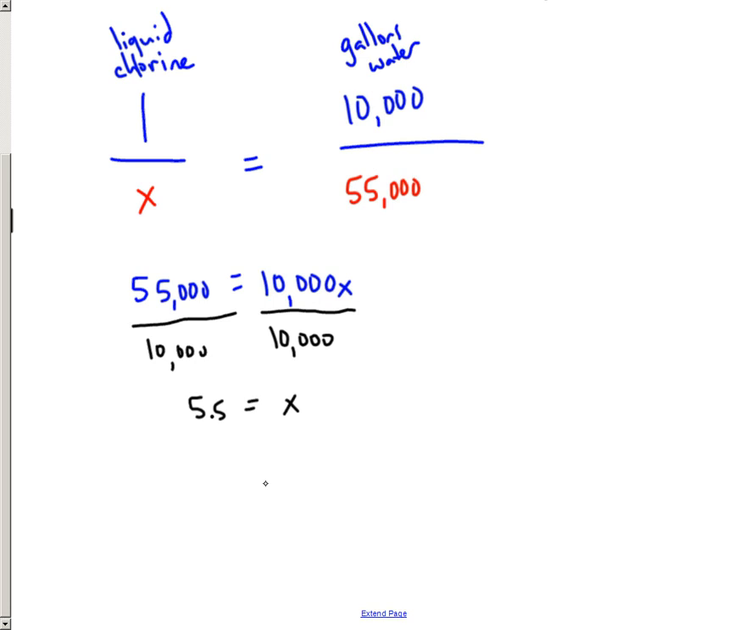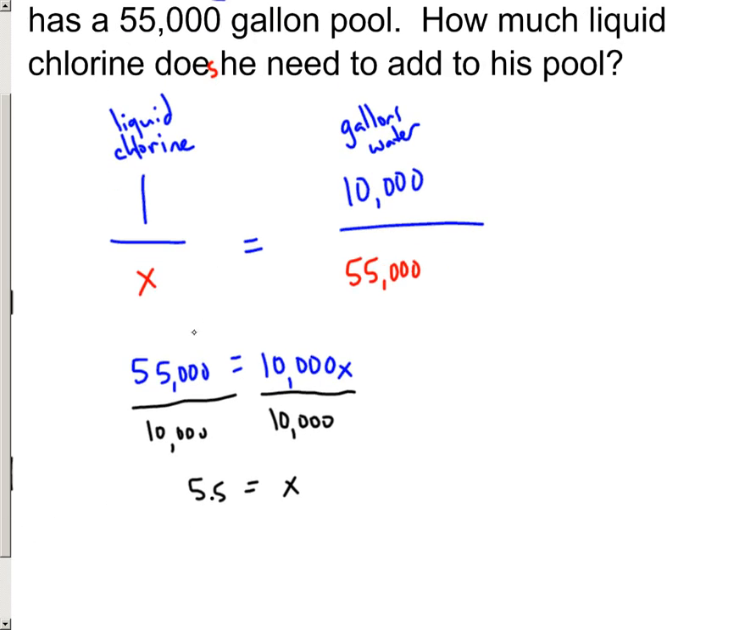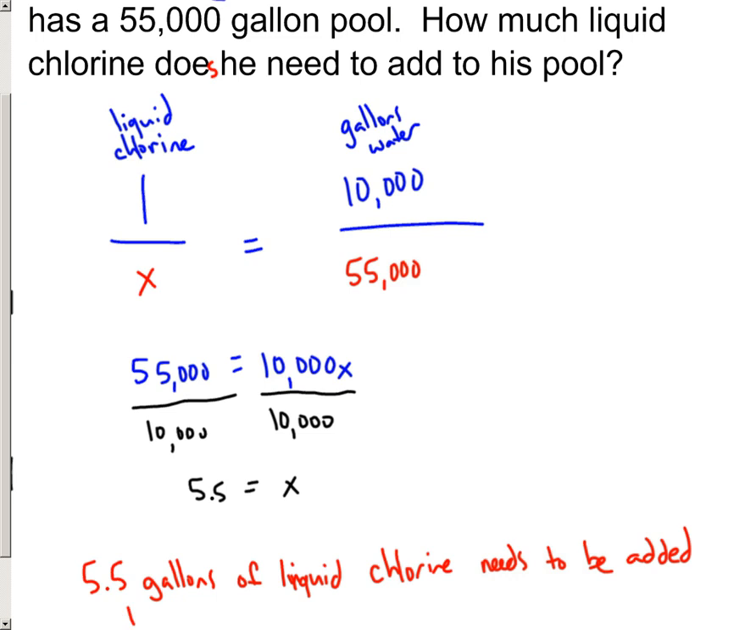So now let's restate what the question wants in the form of an answer. 5.5 gallons, since we want to clarify how much it is, whether we're talking cups or gallons or whatnot. 5.5 gallons of liquid chlorine needs to be added to, and I'm not going to say his pool, I'm going to say Steve's pool, because I just want to get Steve's name in there. And that's it. We've done the whole problem.